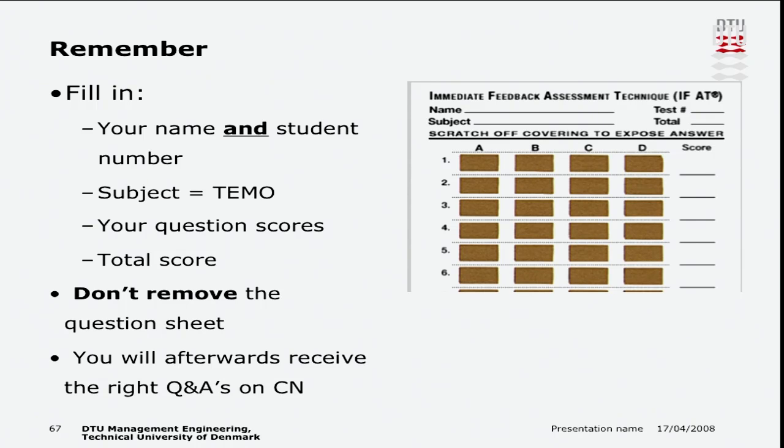And you should not remove the question sheet, because each sheet will have a different color, because the answers are not in the same order. So it will be A for you, or maybe B for you in the same question. So you would have the pink and you would have the blue. So don't take it off.